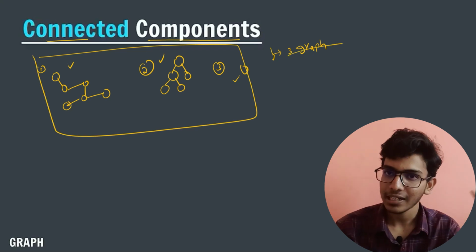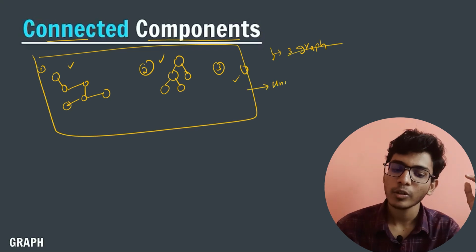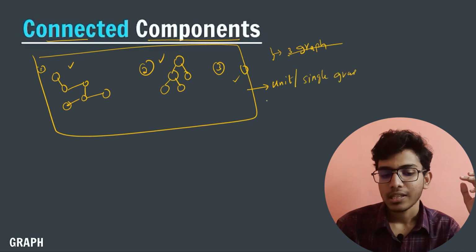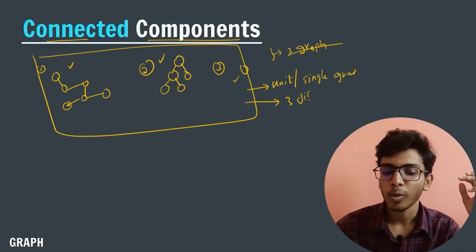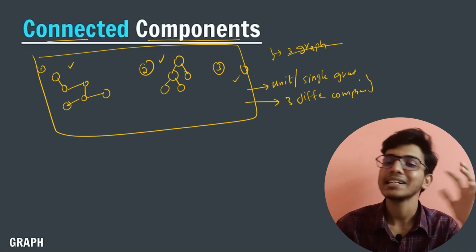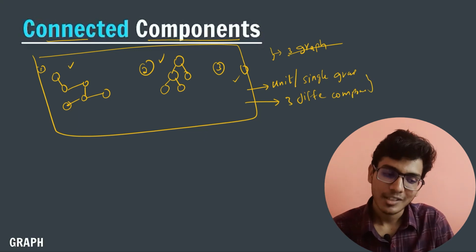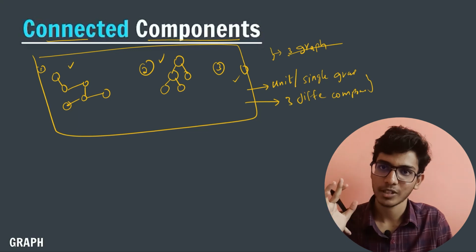So we can consider these 3 graphs, instead of 3 different graphs, as a unit graph, as a single graph in which there are 3 different components. 3 different components we are having in the graph. Okay, I hope you have understood the overall concept of connected component.